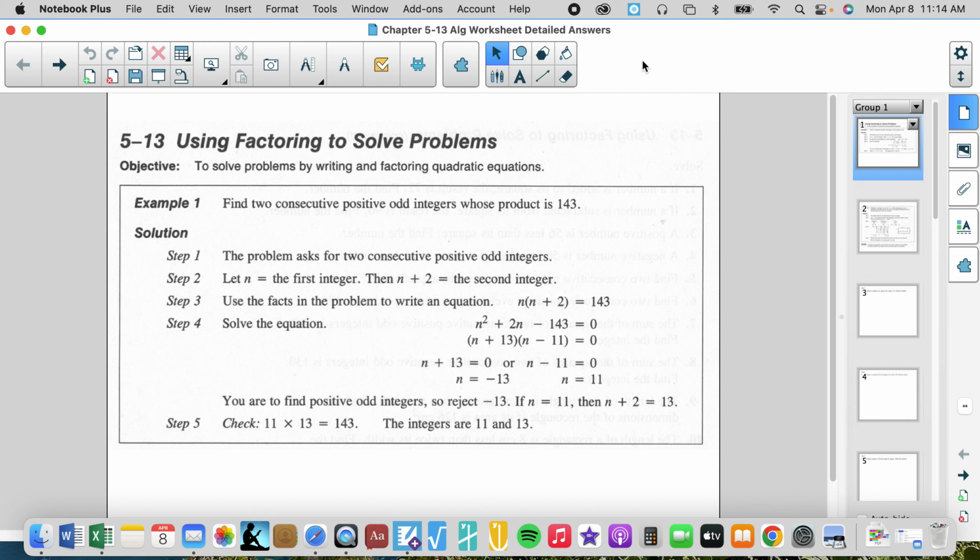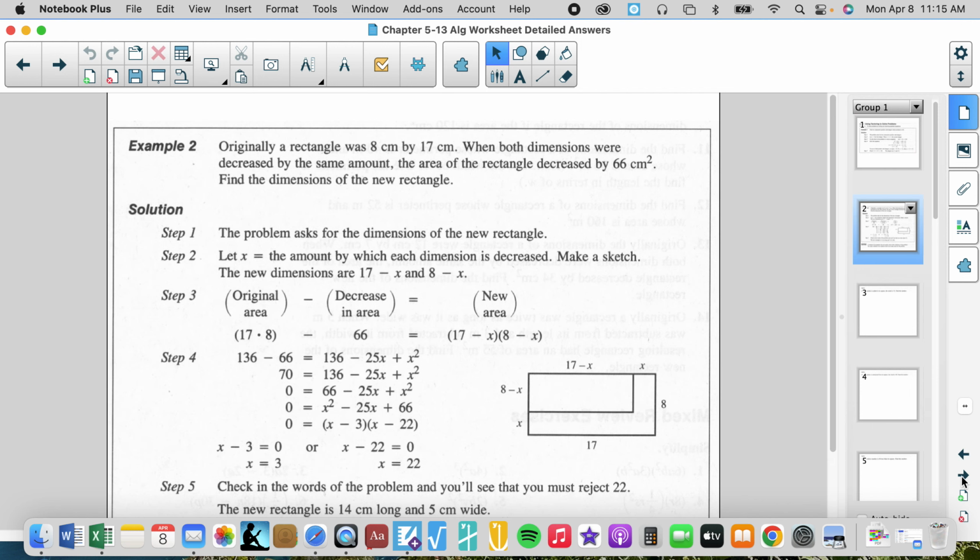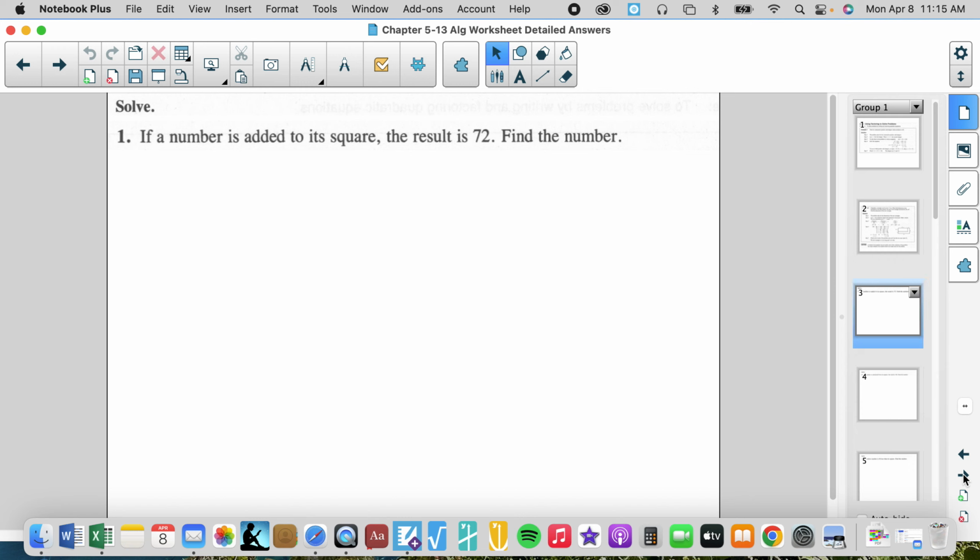The last section of chapter 5, which is section 5.13, using factoring to solve problems. So why do we learn all this? Before, we learned why we were factoring: because when it became an equation, we learned how to turn a trinomial into the product of two things, setting it equal to 0 using the zero property. But how are we going to use this in real life?